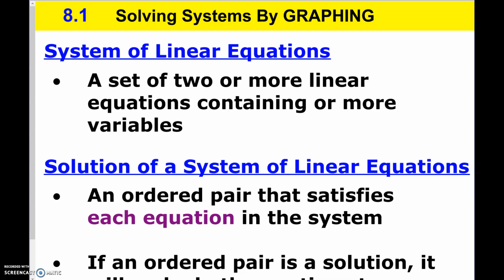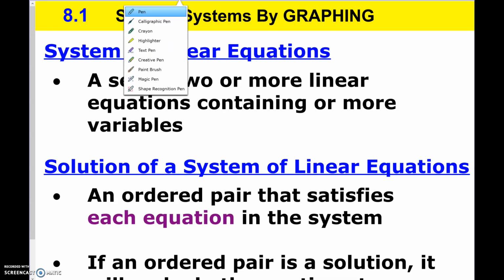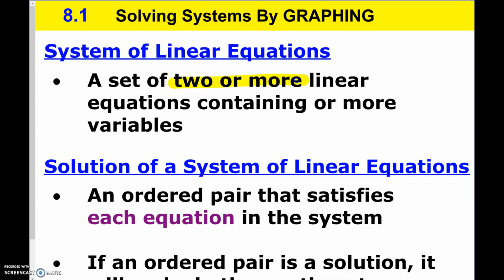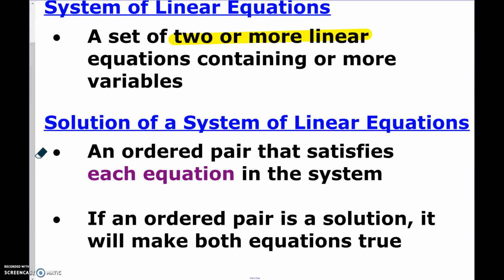A system is a set of two or more linear equations containing two or more variables. A solution to that system is an ordered pair that satisfies each equation, meaning the ordered pair is on both lines, or all three lines or four lines, however many that you have. So it has to fit all of them. If an ordered pair is a solution, it will make all equations true.